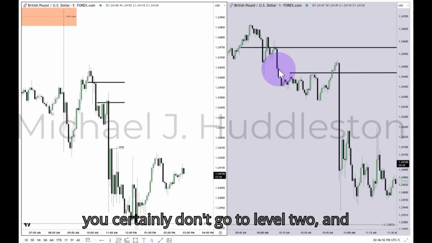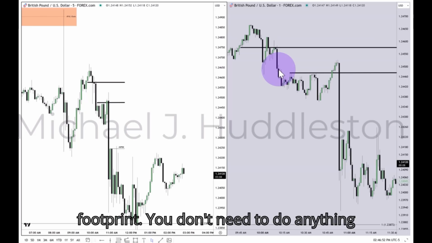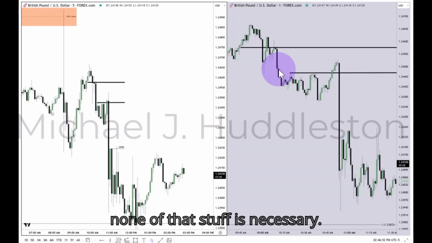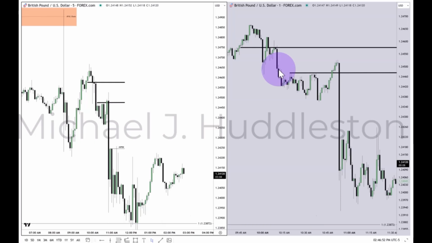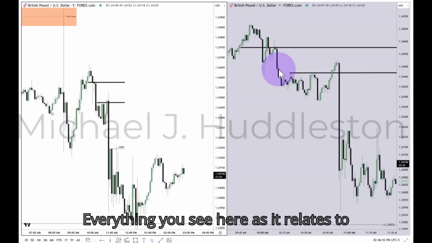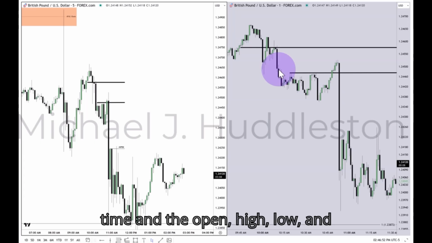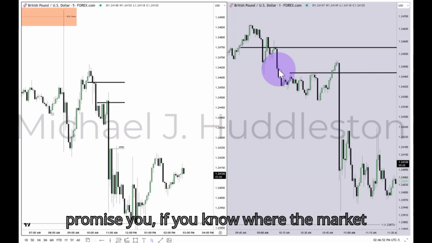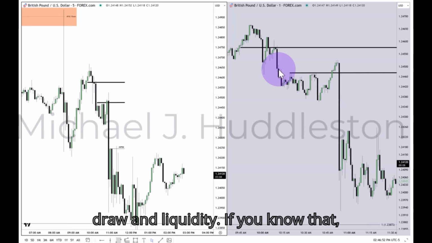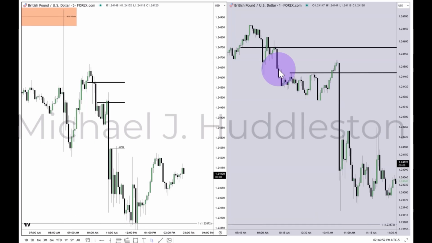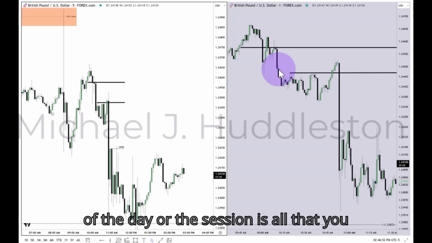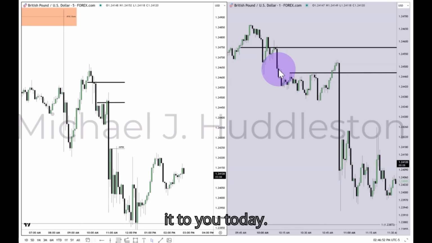Well, you certainly don't go to level 2, and you certainly don't need to pull up a footprint. You don't need to do anything with DOMs, VWAP, all those things. I promise you, none of that stuff is necessary. Everything you see here as it relates to time and the open, high, low, and close. That's all you need, folks. I promise you, if you know where the market is likely to go, that's the bias, the draw, and liquidity. If you know that, open, high, low, and close, and the time of the day or the session is all that you need. I promise you, I'm going to prove it to you today.